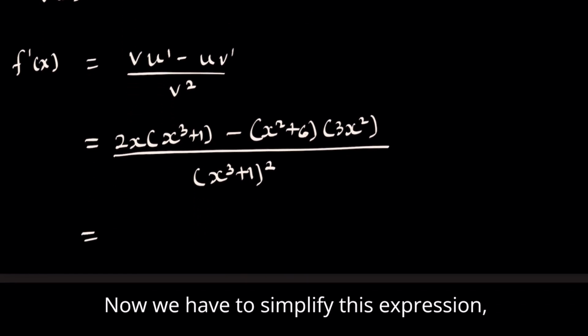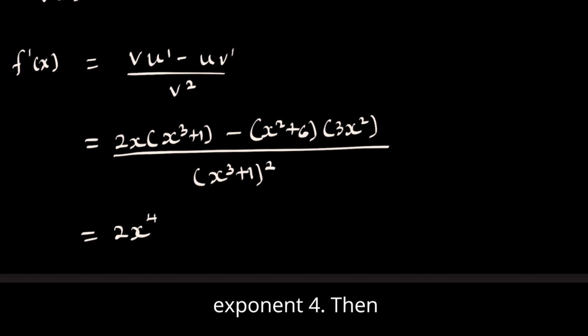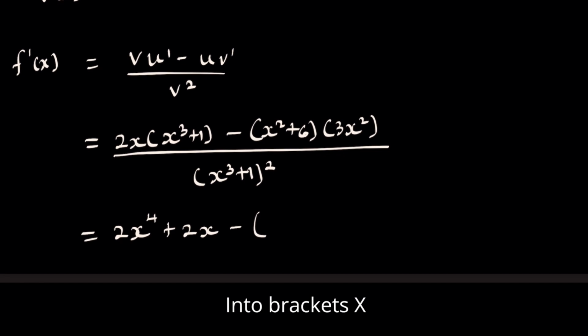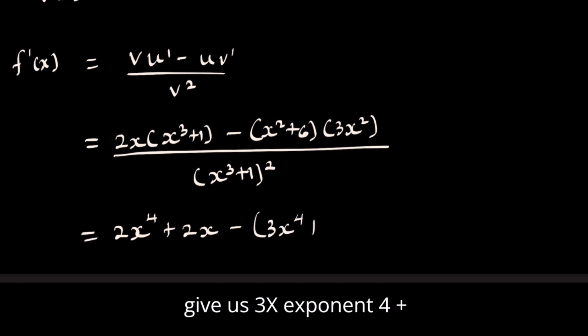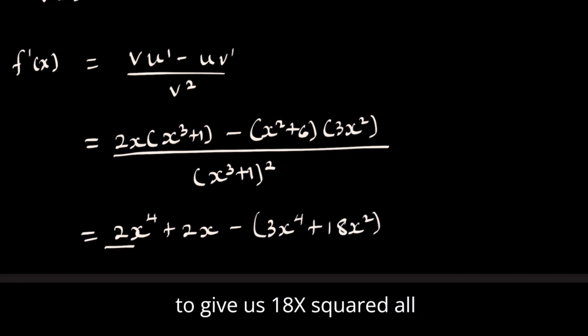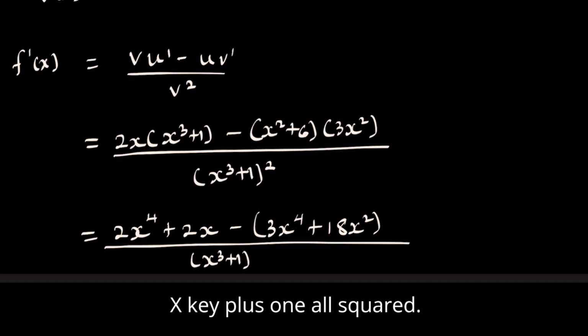Now we have to simplify this expression. So we are going to have 2x multiplying x cubed. That will give us 2x exponent 4. Then 2x multiplying 1 will give us 2x. Then minus, in brackets, we have x squared multiplying 3x squared. That's going to give us 3x exponent 4, plus 6 multiplying 3x squared. That's going to give us 18x squared, all divided by (x cubed plus 1) all squared.